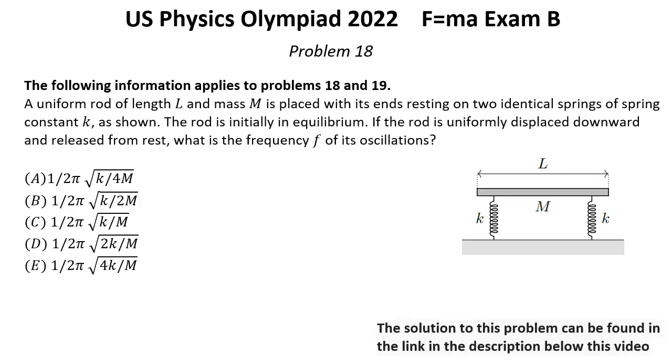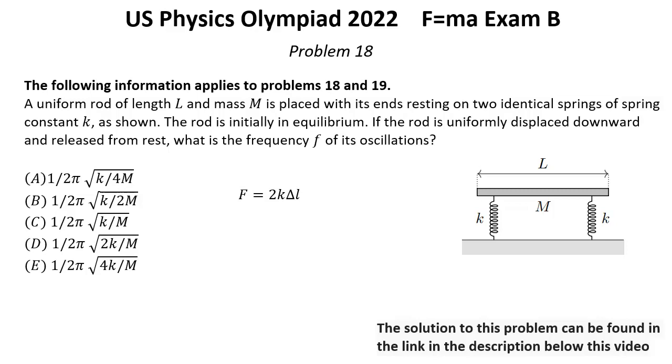Solution for problem number 18. If the rod is displaced down by distance delta L, then the vertical net force it experiences is 2k delta L. This is just like a spring mass system where the spring constant is effectively 2k.